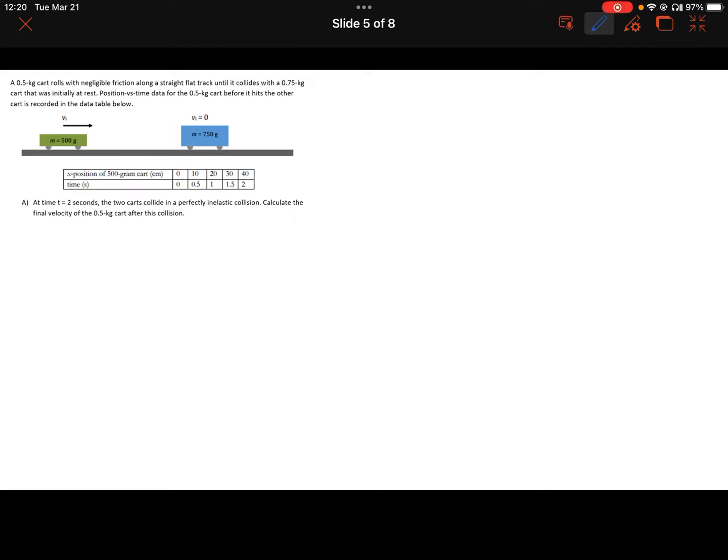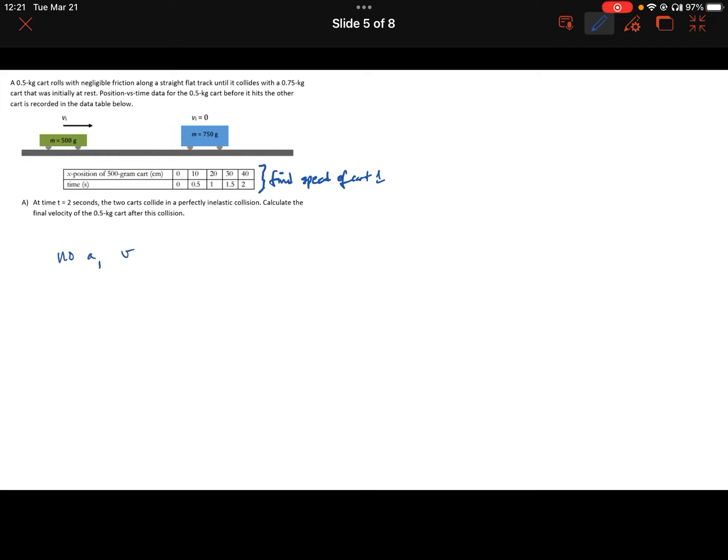And typically on, for example, an AP exam, you would need to justify your calculation of the speed of cart one before the collision. This is the information that we're going to use to find the speed of cart one. For our upcoming test, it's enough to just say, for example, there doesn't appear to be any acceleration. Okay, and there doesn't appear to be any acceleration. So that's enough.